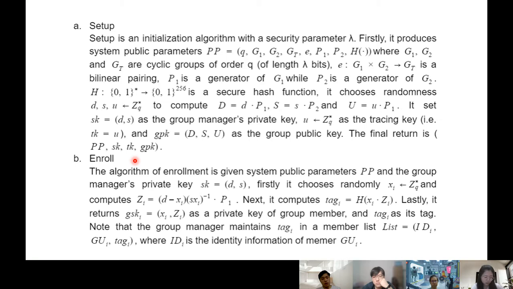Then the second step is enroll. The enrollment algorithm is given the system public parameters PP and the group manager's private key SK. Firstly, it randomly chooses a number x1 from Z_Q and computes Z1 equals (d minus x1) times the inverse of (s plus x1) times P1. Next, it computes tag_i equals H of x1 times Z1. Lastly, it returns GSK equals (x1, Z1) as the private key of the group member, and tag as its tag. Note that the group manager maintains the tag in a member list, where the list contains ID, GU, and tag. ID is the identification information of member GU.